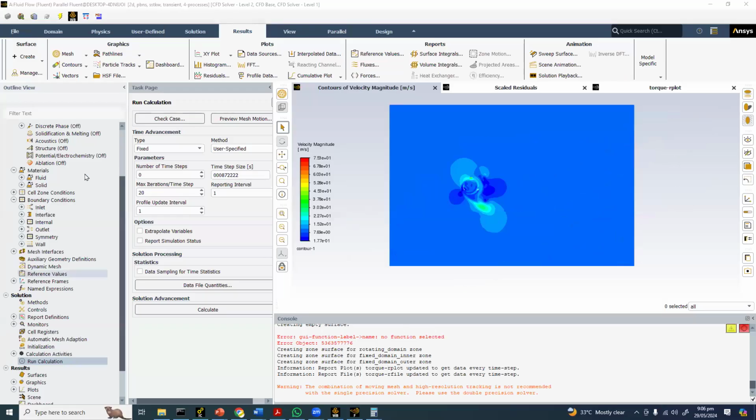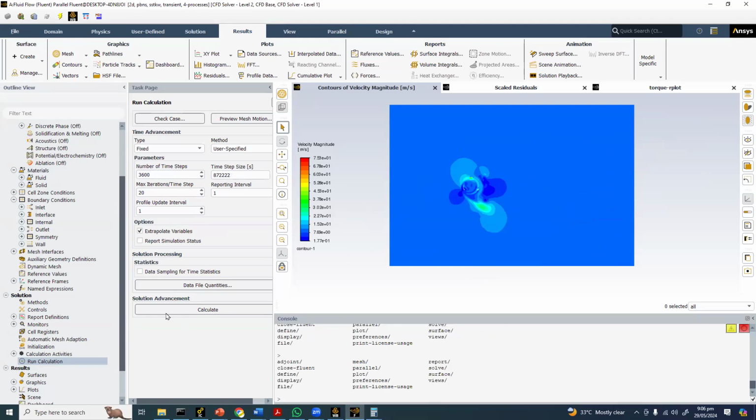So I'm going to put the number of steps as 3600. Extrapolate variables will make the solution converge faster. Why, I don't know, but it makes it faster. Now click on calculate.